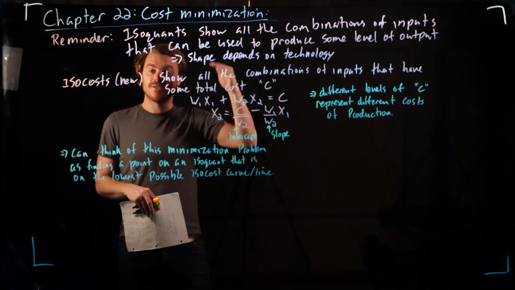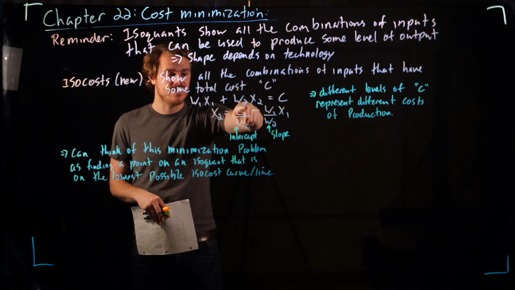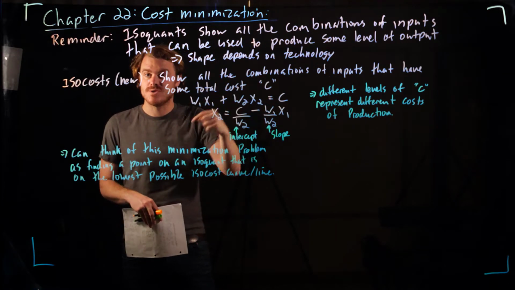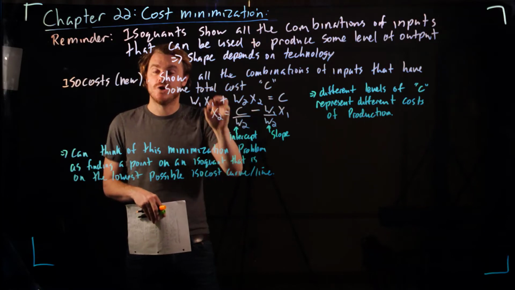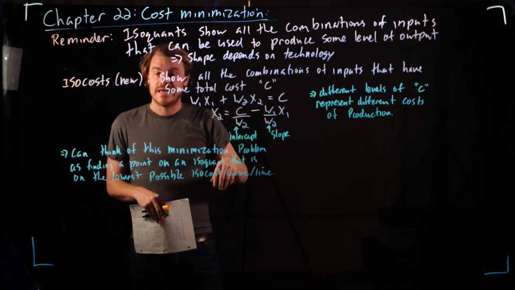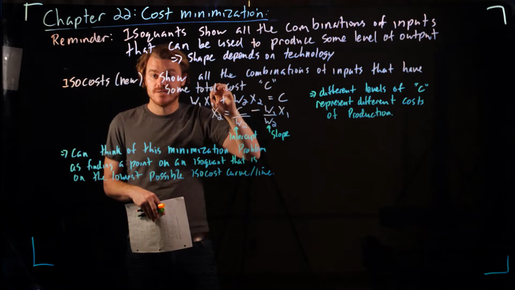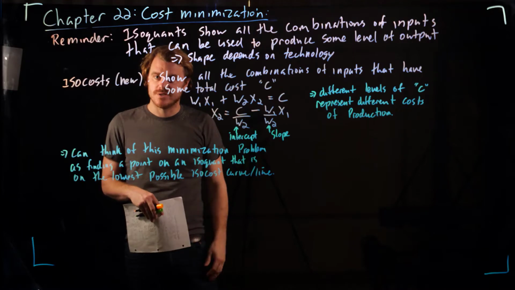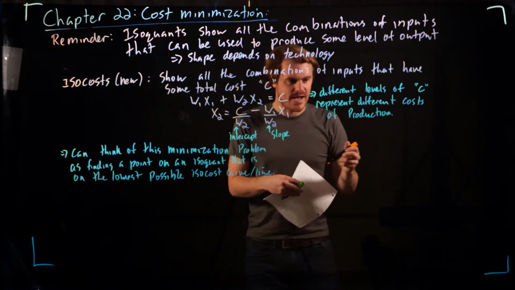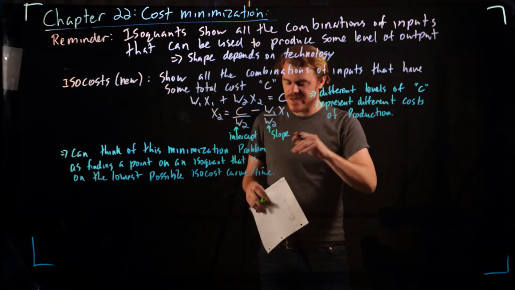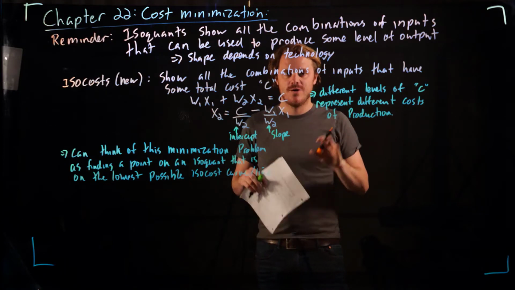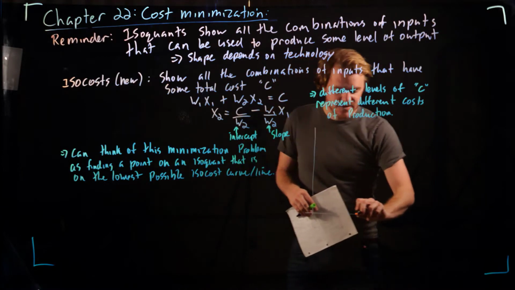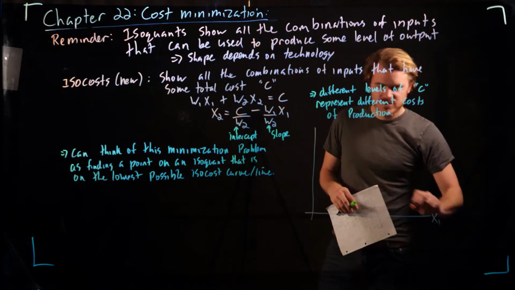Higher isocost lines represent higher costs, right? The higher C is, the higher the intercept. So we want to be on the lowest possible isocost line, because that represents the lowest possible cost. And we want to find the one that just touches the isoquant at the level of production we're interested in. Let's represent what that might look like over here, with a nice easy case where we have nice smooth isoquants. So x1 and x2.